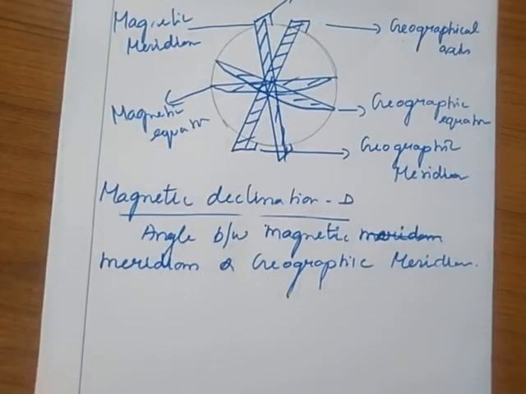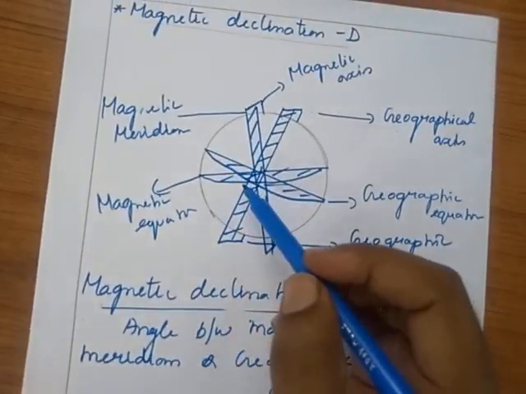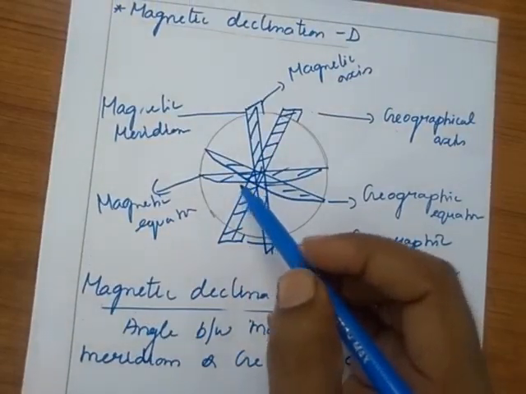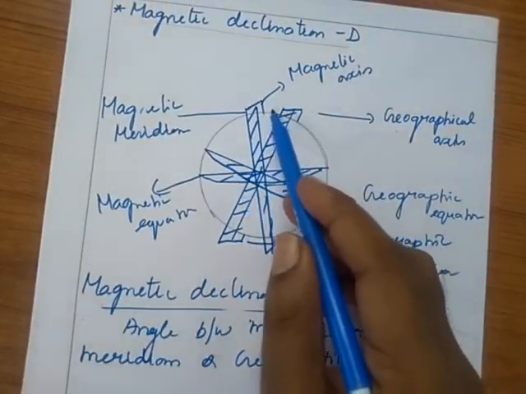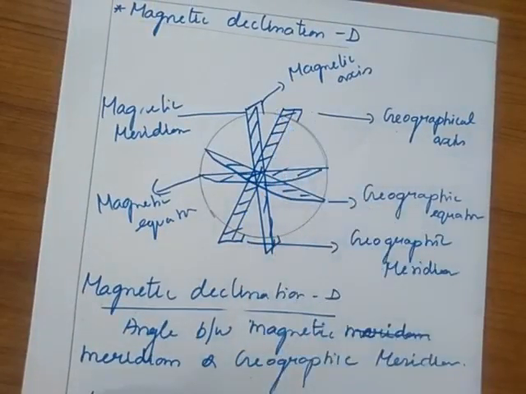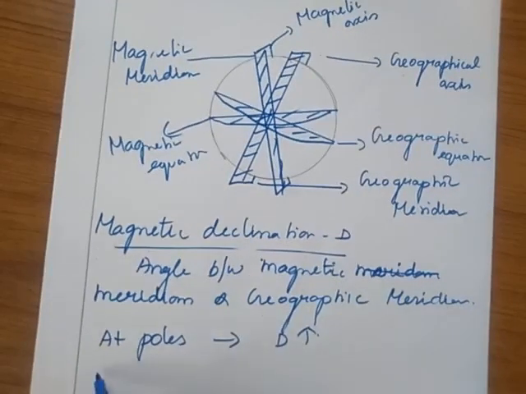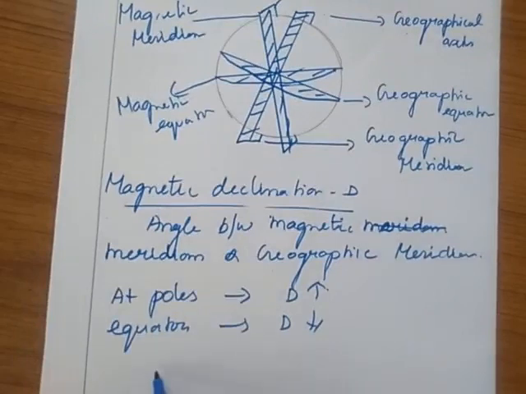One more piece of information: at higher latitudes, that means at the poles, D is higher, but at the equator D is lower. For example, at Chennai the value of declination is minus 1 degree 8 minutes.